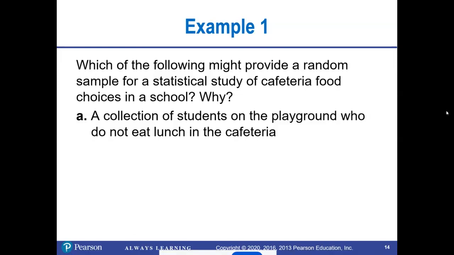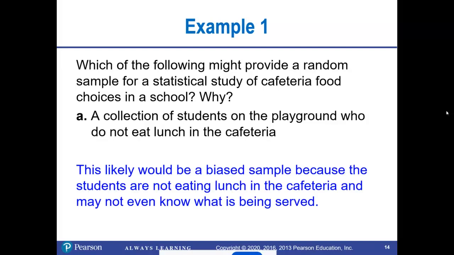Okay, let's look at this example. Which of the following might provide a random sample for a statistical study of cafeteria food choices in a school, and why? So part A, let's say we have a collection of students on the playground who do not eat lunch in the cafeteria. Would that be a good random sample for a statistical study of cafeteria food? No, that would more than likely be a biased sample, because the students who are on the playground are not eating lunch in the cafeteria, so they might not even know what's being served.